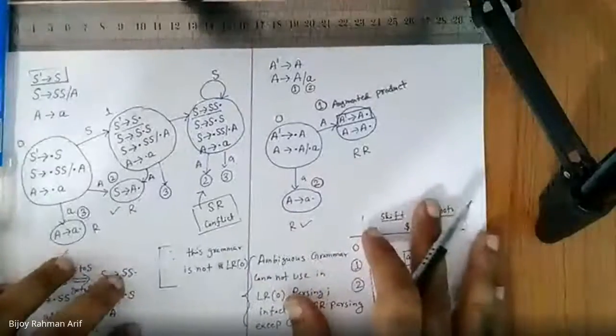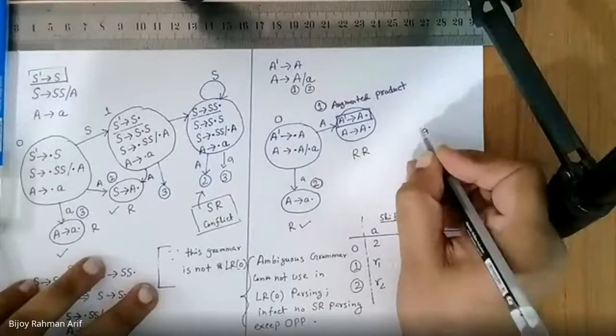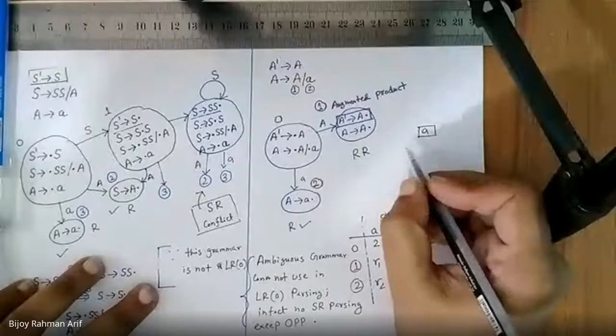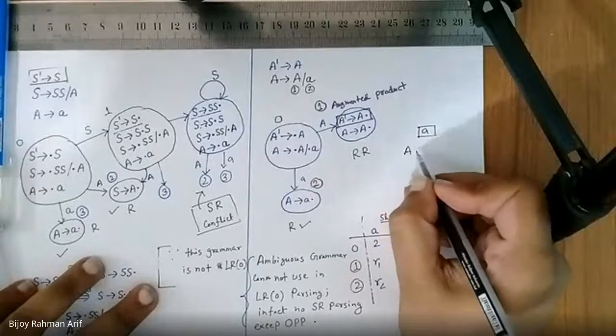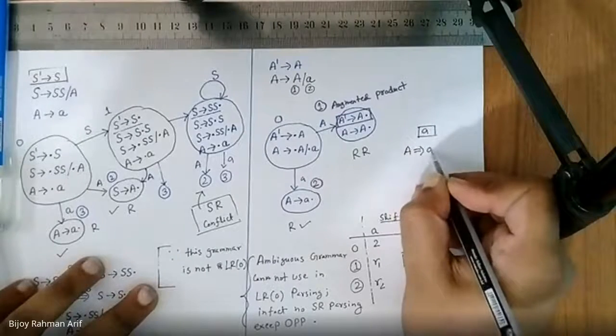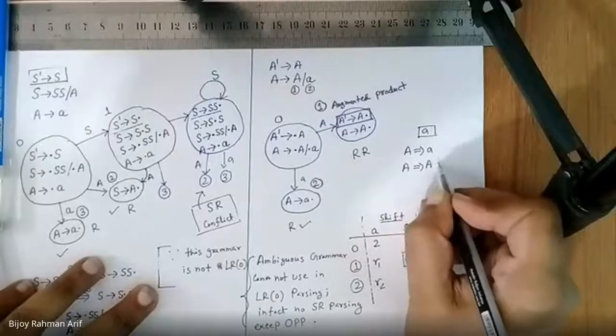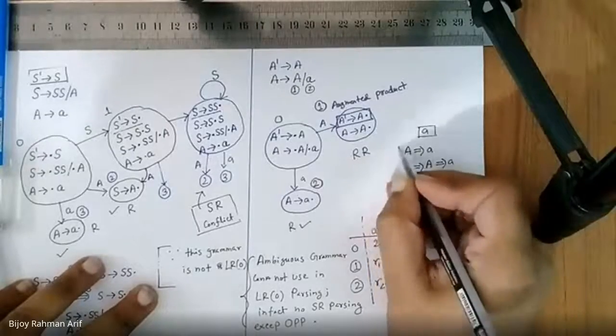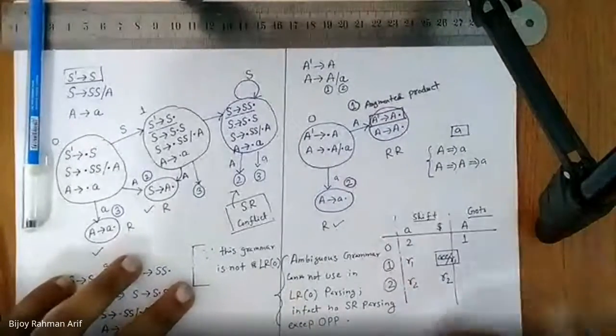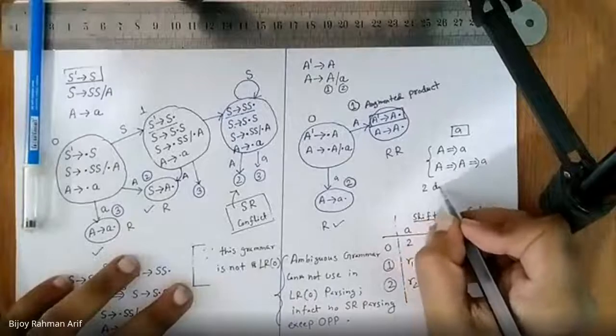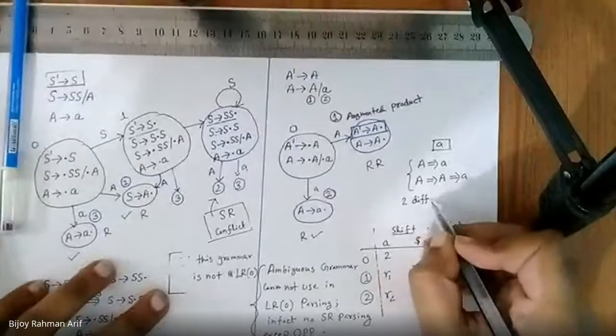Why is this ambiguous? Let's take this string A. We can derive A to A, or we can derive A to capital A to A. There are two different paths. Two different paths. So this grammar is ambiguous.